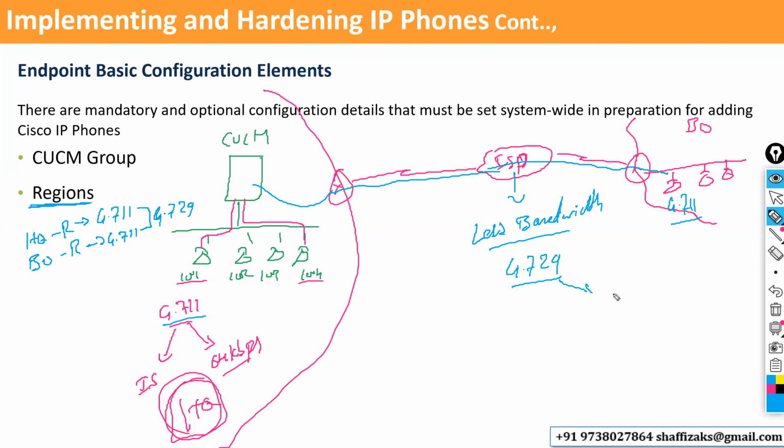This is the Cisco proprietary. G.711 is the industry standard, but G.729 is the Cisco proprietary. And it consumes only 8 kbps of the bandwidth. See, here 64 kbps, here 8 kbps, very little bandwidth it consumes, right? Because already over the WAN, I have very little bandwidth. In that case, I can use G.729 to manage and save my bandwidth here.